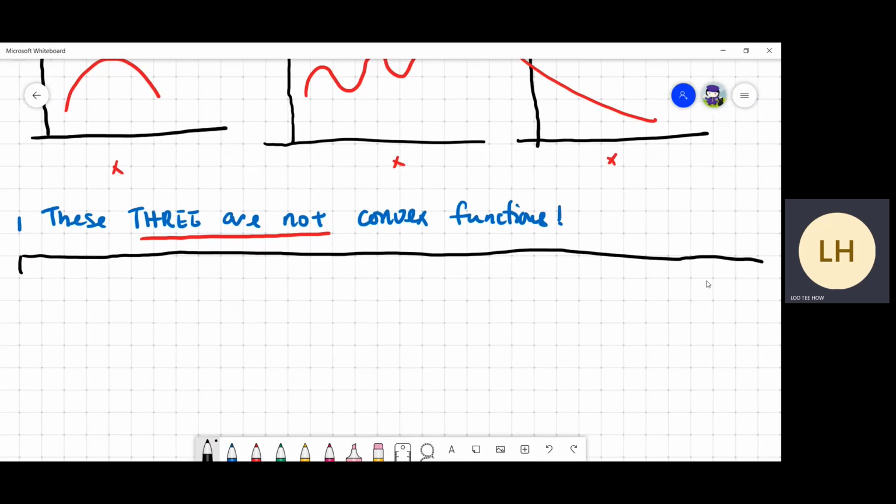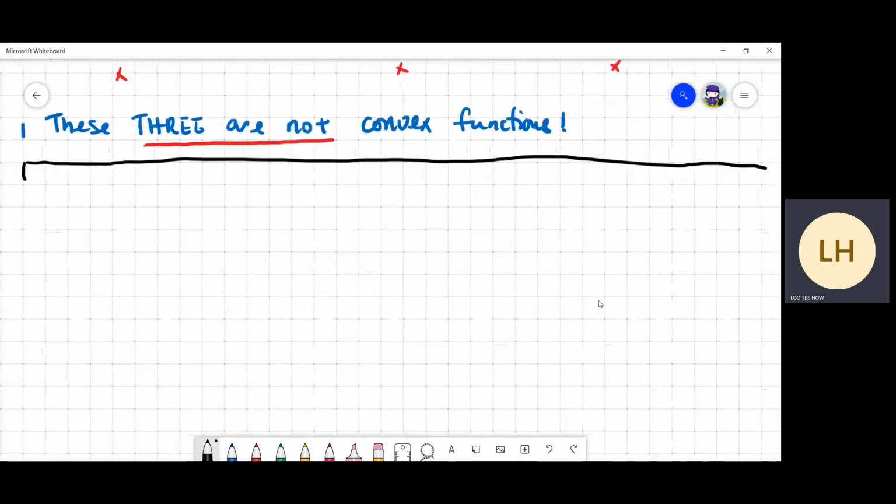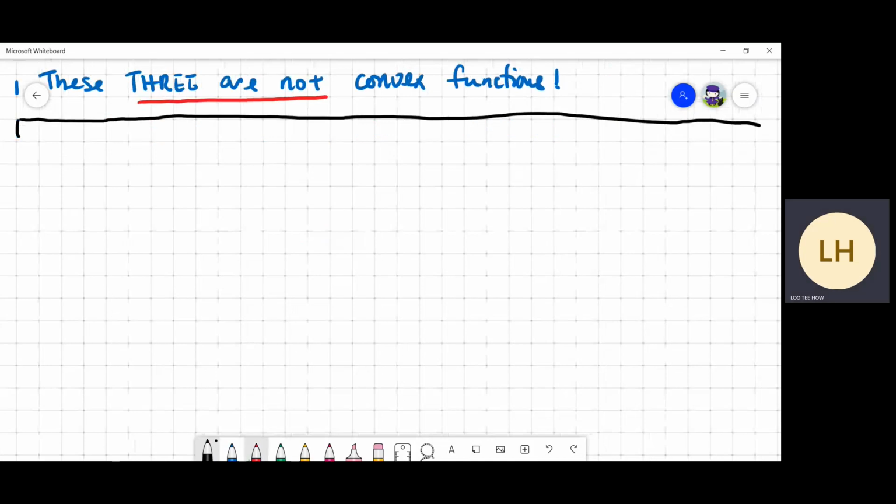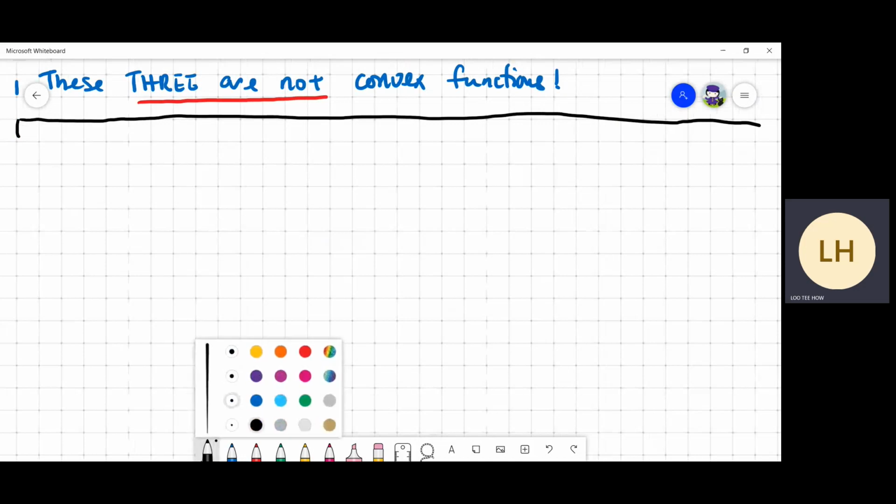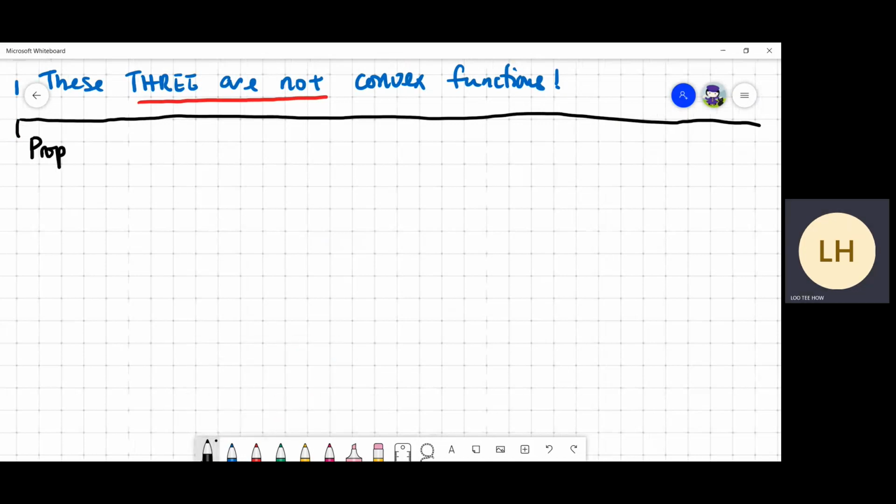Because the original definition is not that easy to use, there is no point in looking at it. So we look at a special type of convex function. For this special type, we have a very simple criterion to test whether it is a convex function or not. That is the statement given in Proposition 4.5.1.